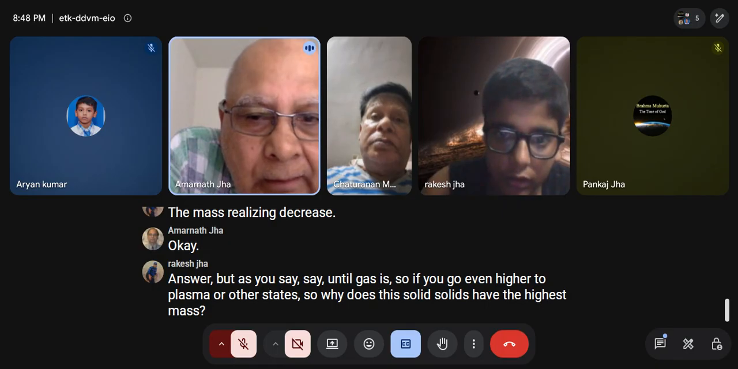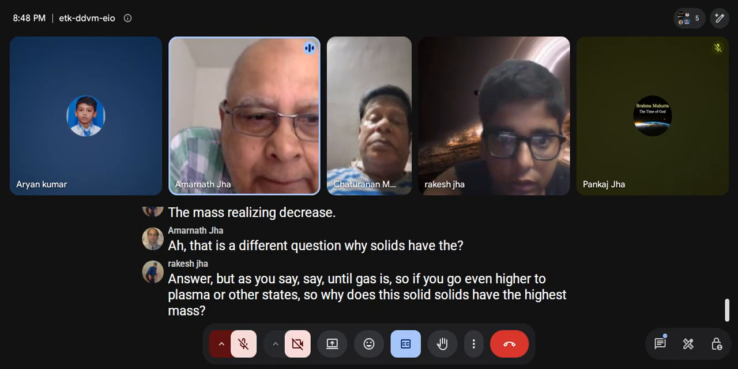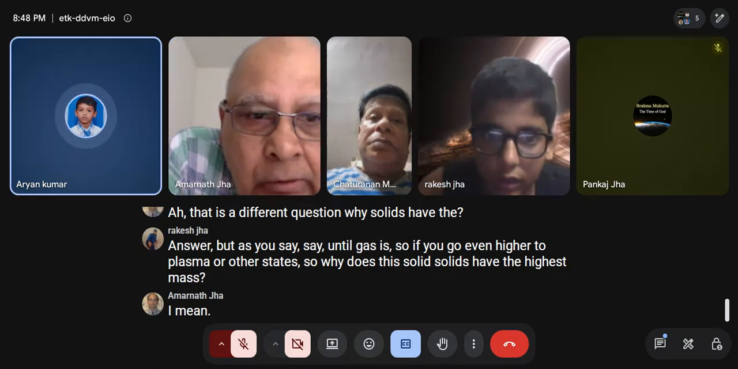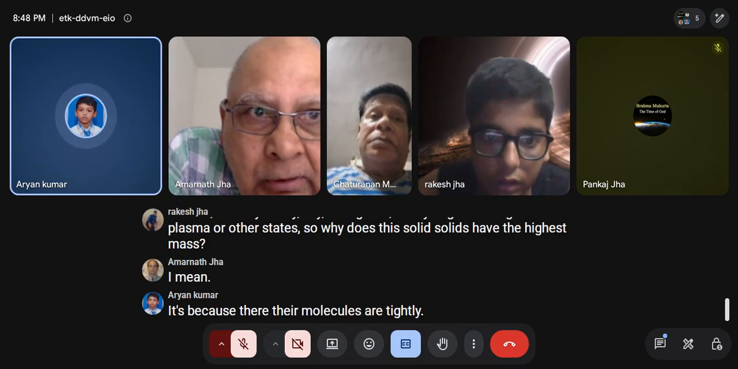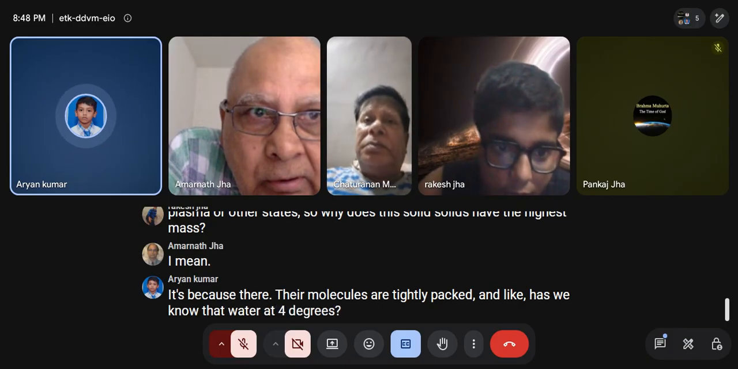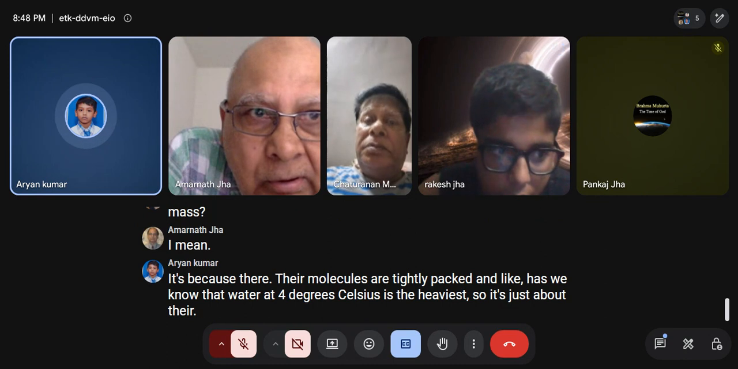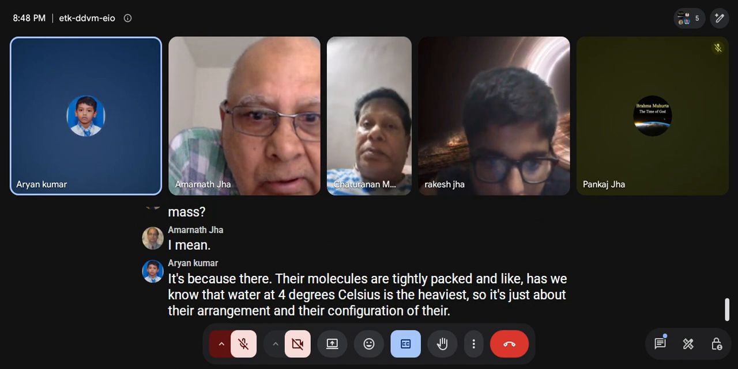Hmm. That is a different question. Why do solids have this property? It's because their molecules are tightly packed, and as we know, water at 4 degrees Celsius is the heaviest. So it's just about the arrangement and configuration of their molecules.